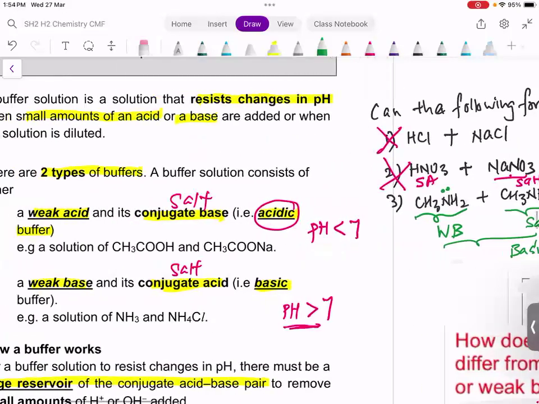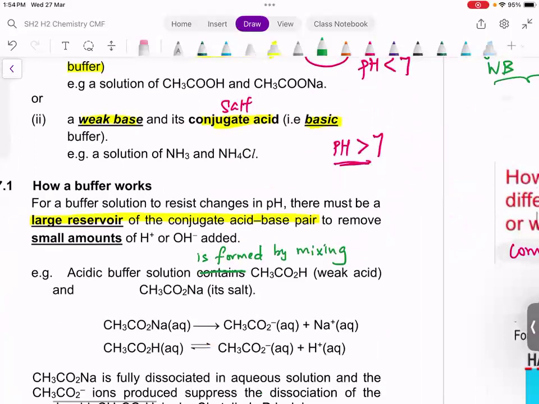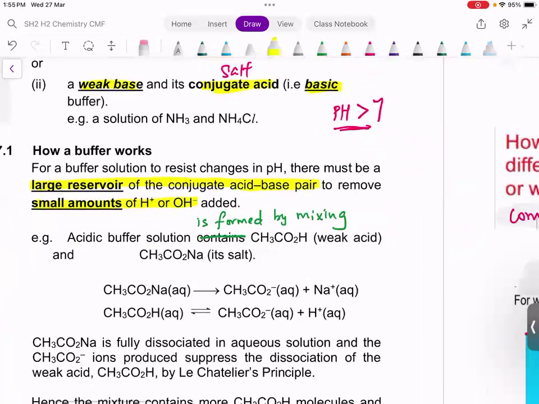So let's look at the next part. How does a buffer work? A buffer works by having a large reservoir of the conjugate acid-base pair of a weak acid or weak base. It will be there to remove small amounts of H plus and OH minus. Now I need you to make a change here. For example, an acidic buffer is formed by mixing your weak acid and the salt together. Okay, can you help me change that?